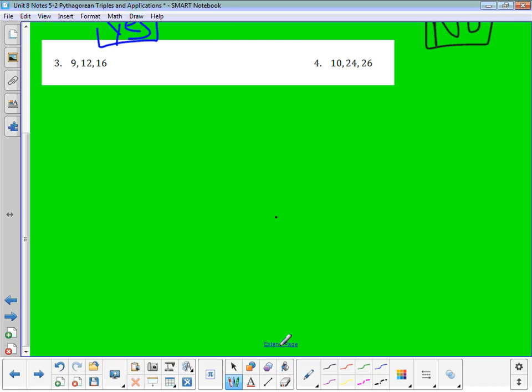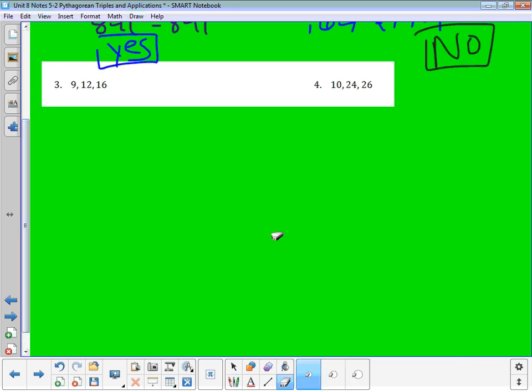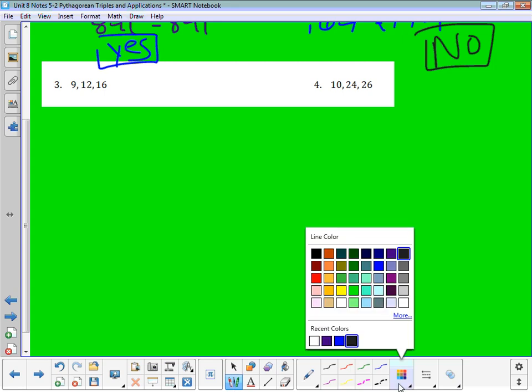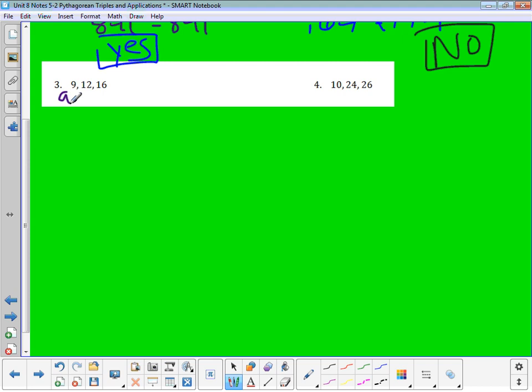Okay, next, let's take a look at 9, 12, and 16. I'm going to get it set up for you, and then I want you to plug it in and calculate it out for me. So this is my a, my b, and my c. So I have 9 squared plus 12 squared is equal to 16 squared. I want you to plug that in and see if you can get it to be a Pythagorean triple. Make sure you write yes or no.